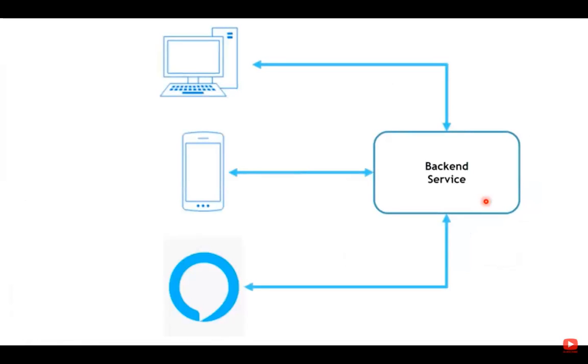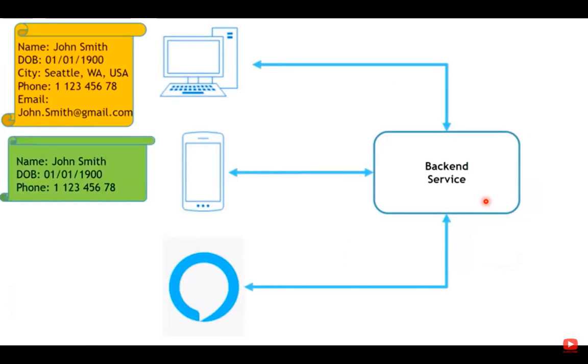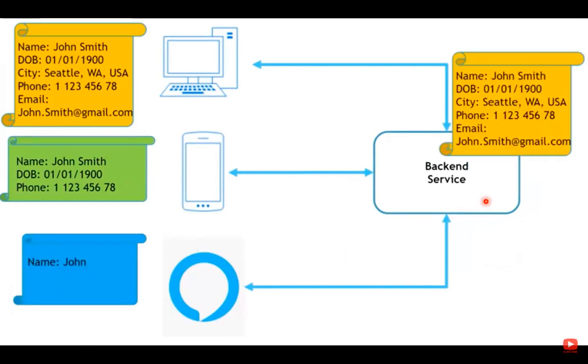And let's say that the desktop version wants to display the full profile details, including name, date of birth, city, phone number, email address. However, the mobile version is less interested in all of this information and just wants to display username, date of birth, and phone number. While the Alexa skill just wants to display the first name of the user. Now let's look at the backend service and see what it's able to provide. As you can see here, the backend service is able to return the full profile details.